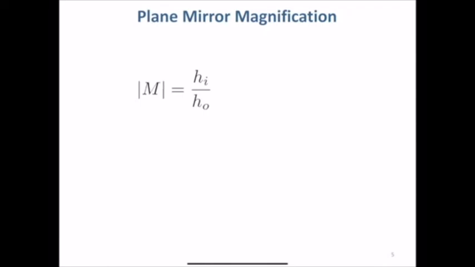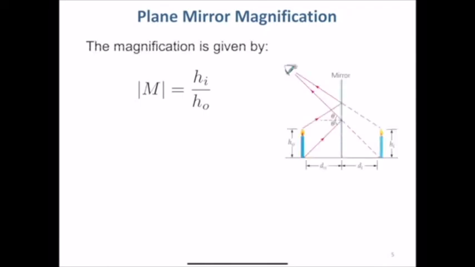All right, now we talked about the object height, which is ho, the object distance do, image distance di and image height hi. The magnification of an image is given by the ratio of hi divided by ho. So that is the magnitude of the magnification. So that's the definition of it.